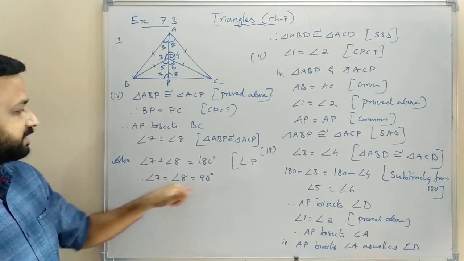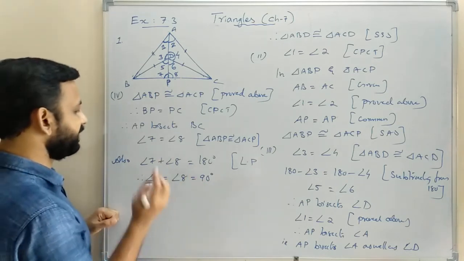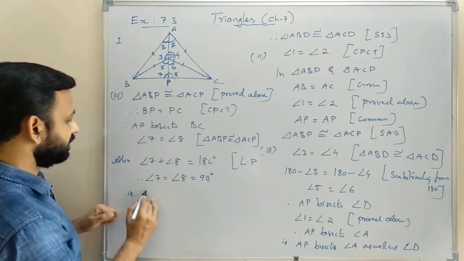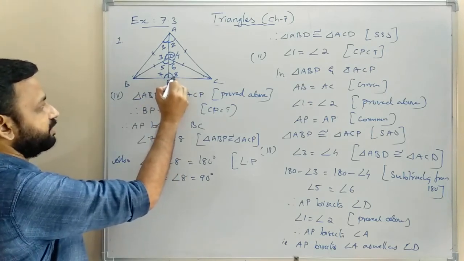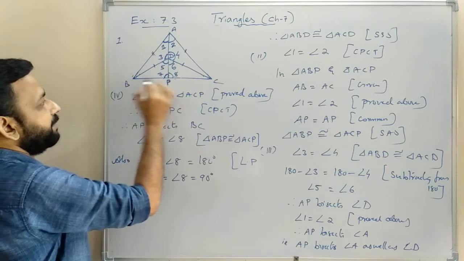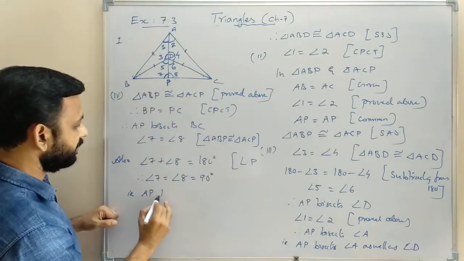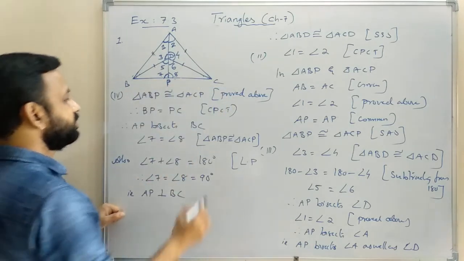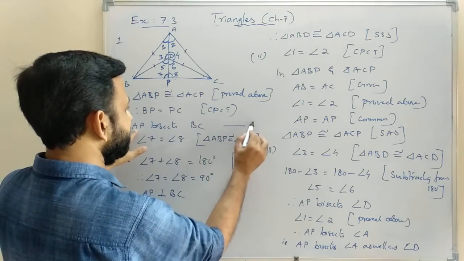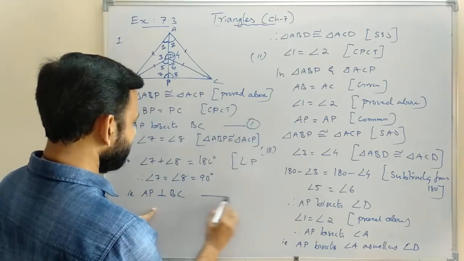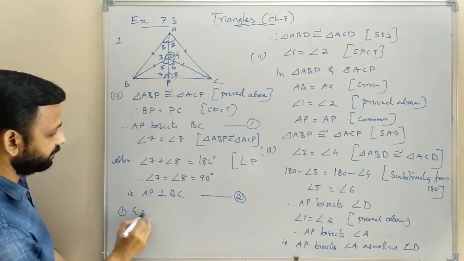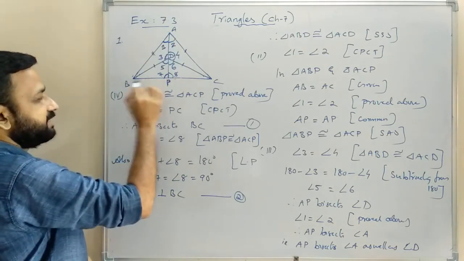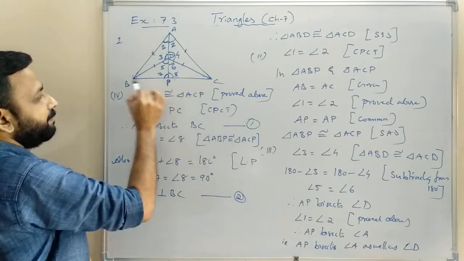So now we got angle 7 equal to angle 8 equal to 90 degrees. If angle 7 equal to 90 or angle 8 equal to 90, that means AP is perpendicular to BC. So this is AP bisects BC, equation number 1, and this is AP perpendicular to BC. So we can combine them, 1 and 2: AP bisects BC, AP perpendicular to BC.